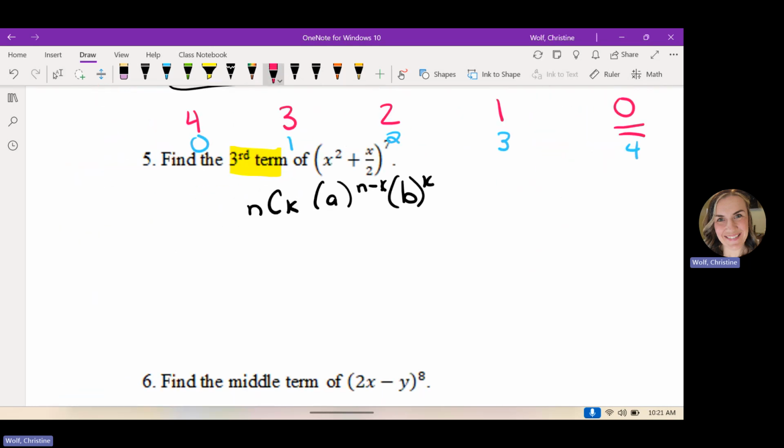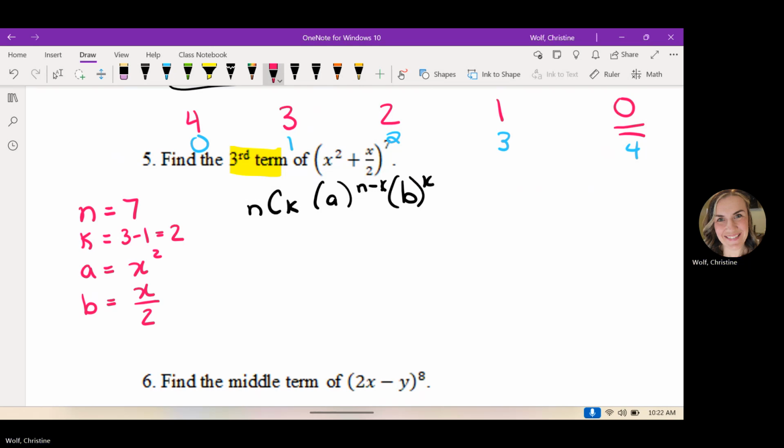I like to state what I know. So my n is my exponent, so 7. My k is 1 less than the term I'm looking for. I am looking for the third term. So 1 less than that is 2. My a is x squared, and my b is a positive x over 2. If it were to be negative, you'd have to include the negative. That was my mistake on the last question.